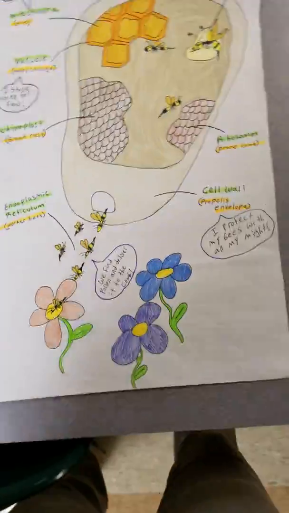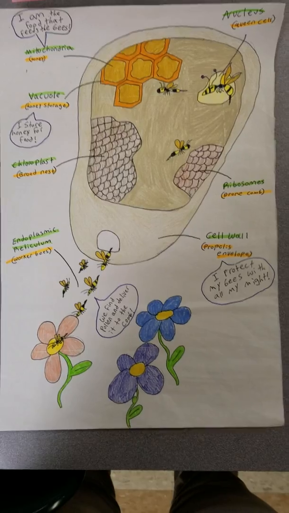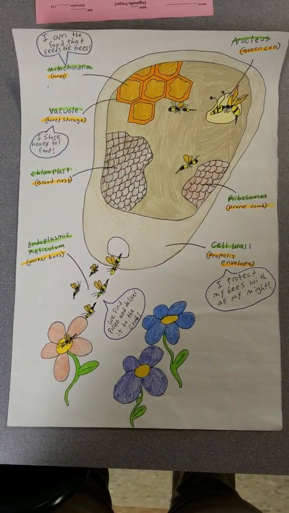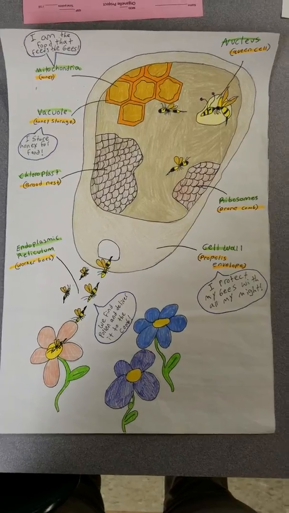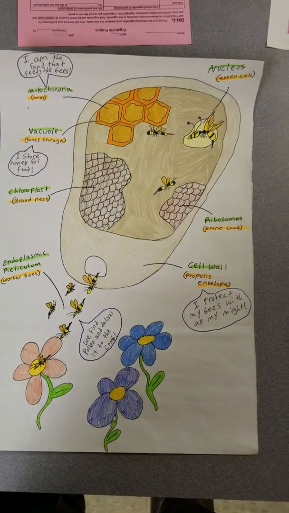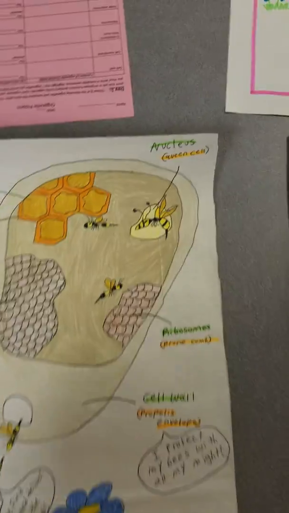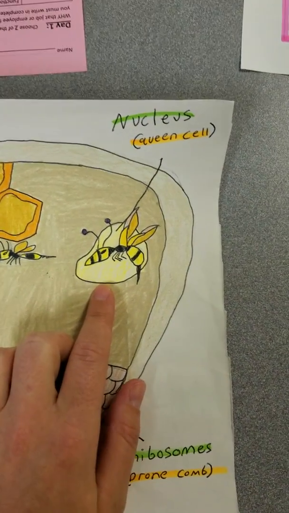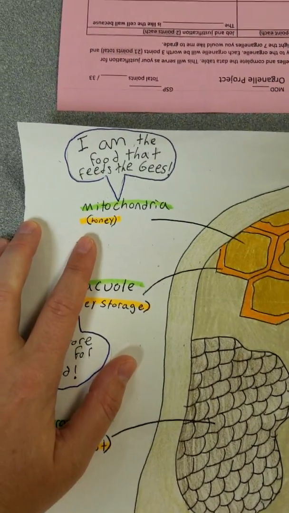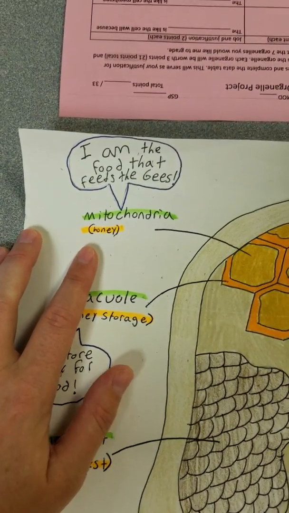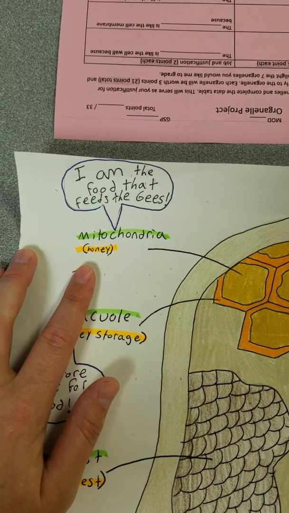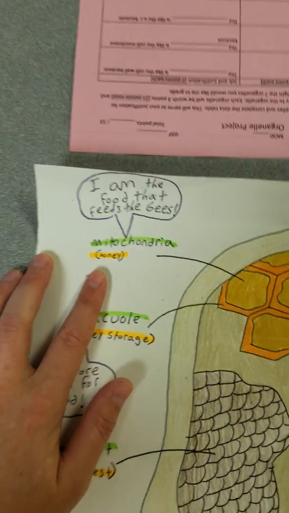Here's another example we have. This was pretty creative. They used a beehive as their cell. So a couple of things that they used and pointed out. They said that the nucleus is like the queen bee because she's in charge of the entire hive. Also, mitochondria gives us energy, and honey is the energy. It says, I am the food that feeds the bees.